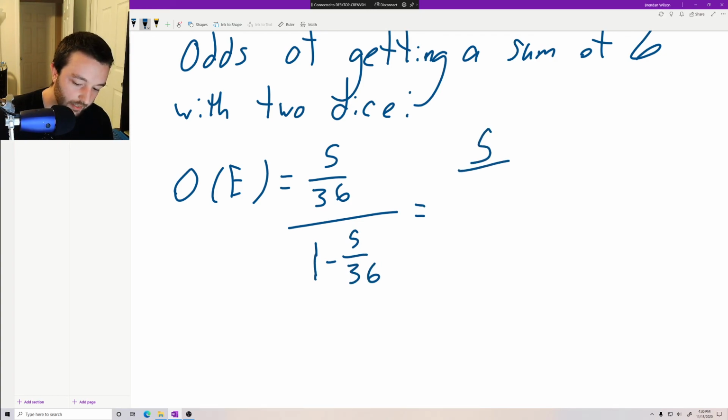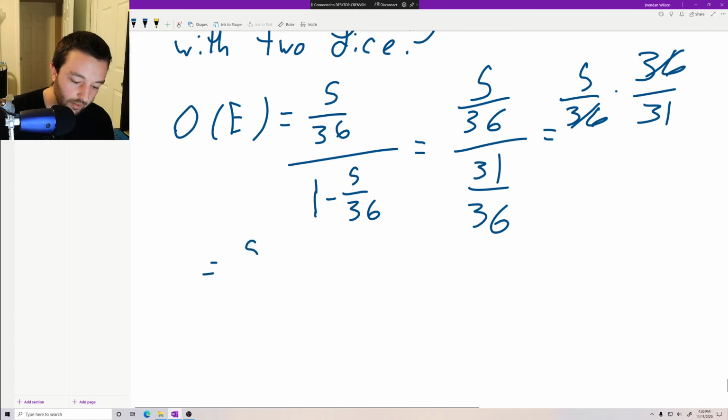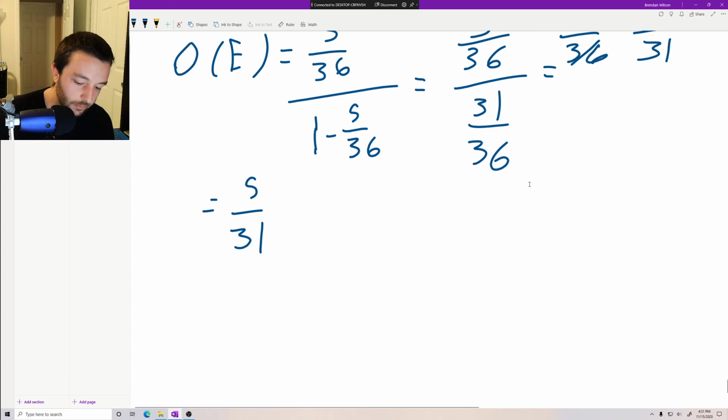And then you have to simplify the bottom here. 1 minus 5 over 36, you would make it 36 over 36 minus 5 over 36, so you get 31 over 36. And then you do your same change flip, and you get 5 over 31. So the odds are 5 to 31.